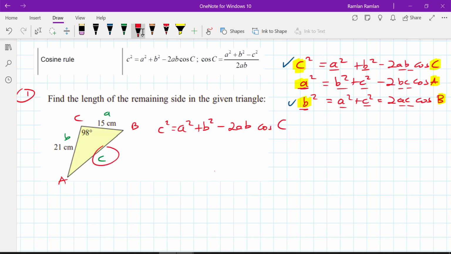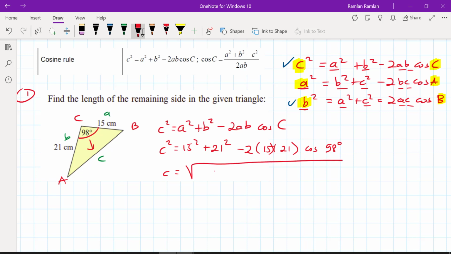Okay, now we don't know the C value, right? That's the one being asked, so it's just C. And then we know the A is this one over here. That's the A value. That'll be 15 square. And the B value is this one, which is 21 square, and then minus 2 times A. The A again is 15, the B is 21, and then the cosine C, the angle over here, is 98 degrees. So C equals the square root of 15 square plus 21 square minus 2 times 15 times 21 times cosine 98, and then you only need to plug all of these into the calculator.